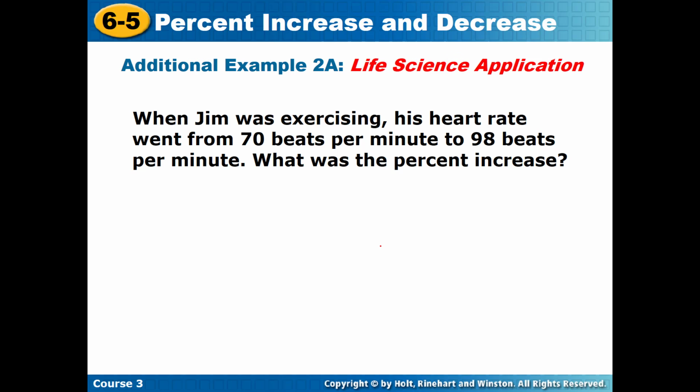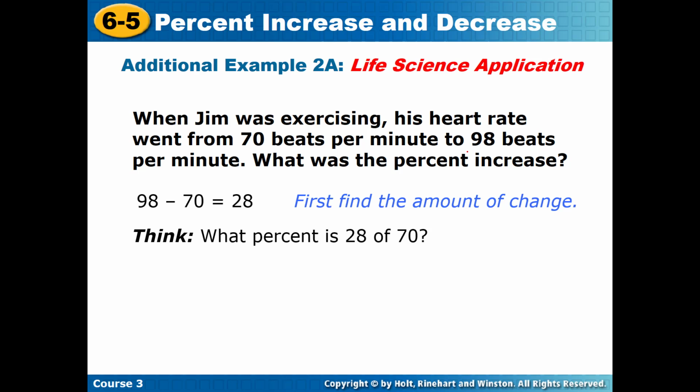Now, hopefully, this one will actually give us the right numbers here. So it says, when Jim was exercising, his heart rate went from 70 beats per minute to 98 beats per minute. What was the percent of increase? And this one, it says they go from 70 to 98. So we know that's going to be an increase. Okay? So the first thing we have to do is find the amount of change. And the amount of change is 98 minus 70, which is 28. So then we have the percent question basically that says, what percent is 28 of 70? Because the 70 was, again, our original amount. It was the starting value.